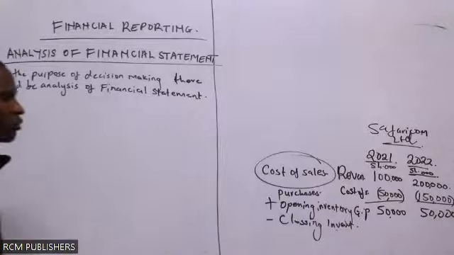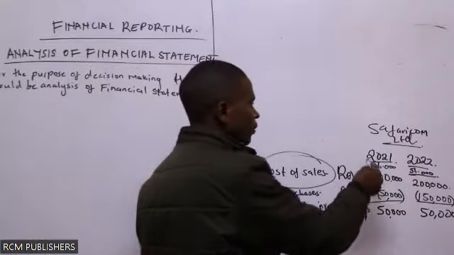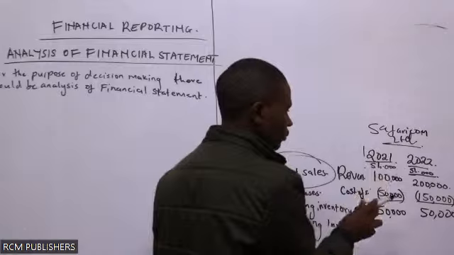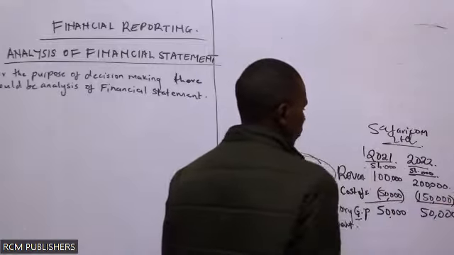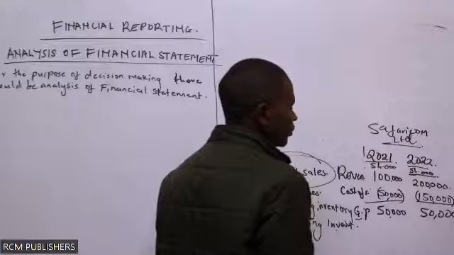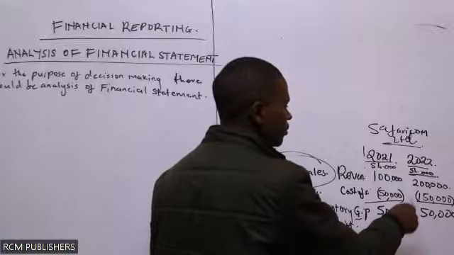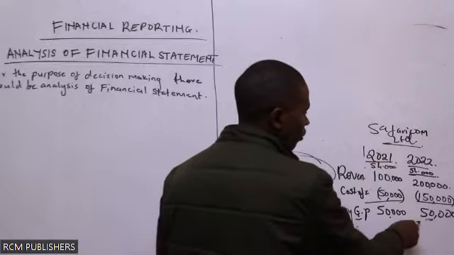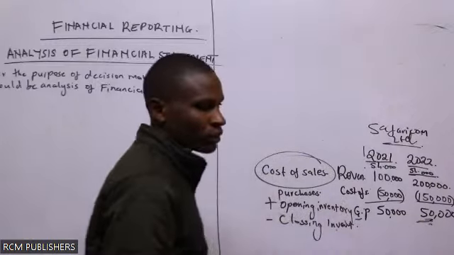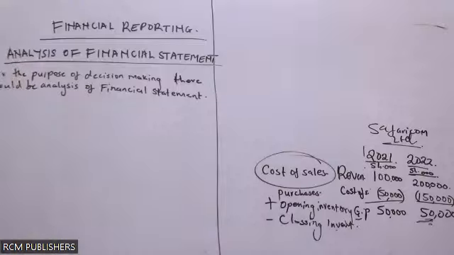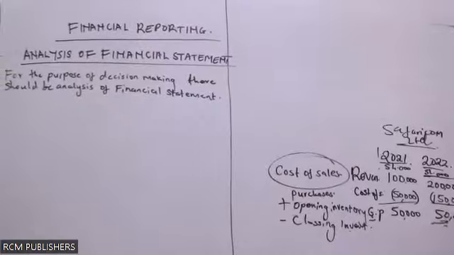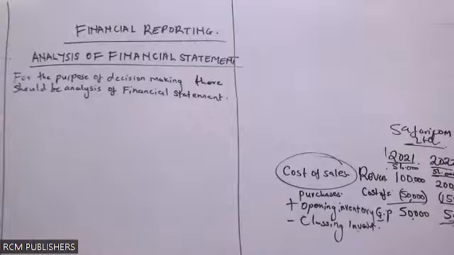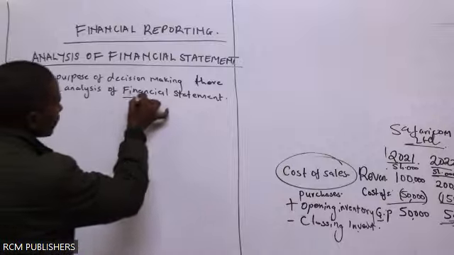So anytime we want to make a decision, for instance, now you can advise this company. You tell them that you're getting a gross profit similar to the year 2021 compared to year 2022 because you had higher cost of sale in the year 2022. If you had reduced your cost of sale by maybe 50,000, you could have got a gross profit of 100,000. So for the purpose of making a decision, we need to analyze the financial statement.